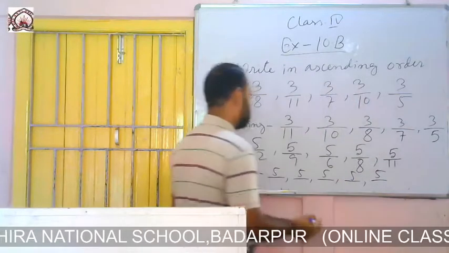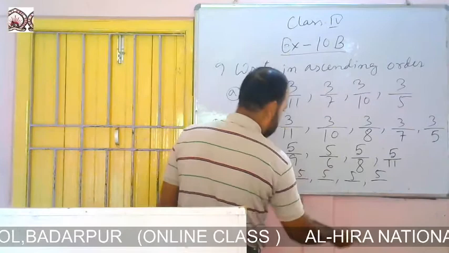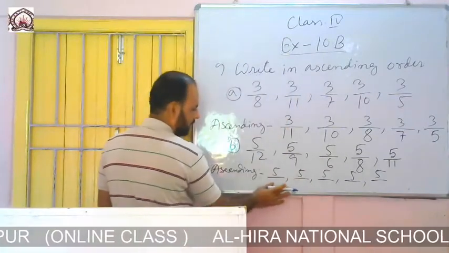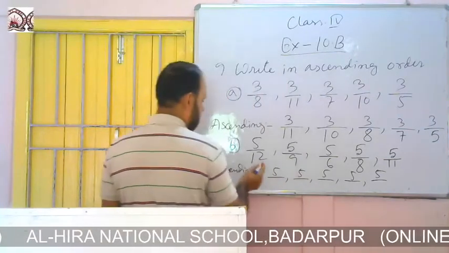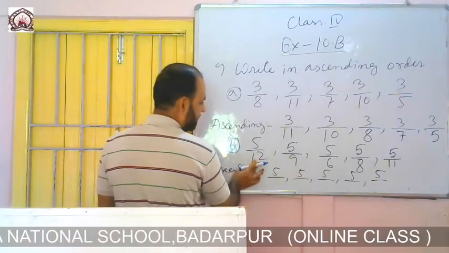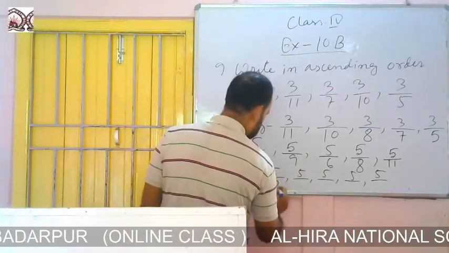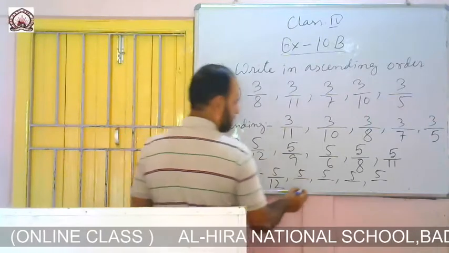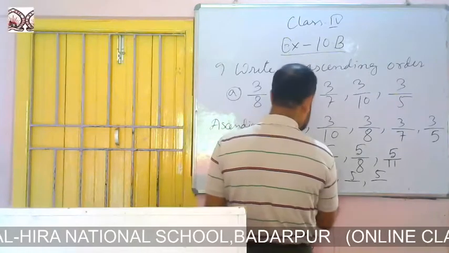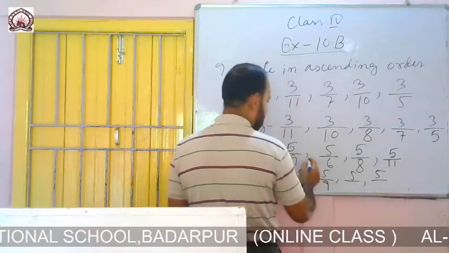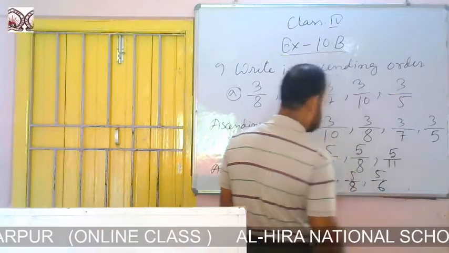So we know if numerators are same, the greatest denominator gives the smallest fraction. Here 12 is the greatest denominator, so it is smallest. Next 5 by 11. Next 5 by 9. Next 5 by 8. Next 5 by 6.